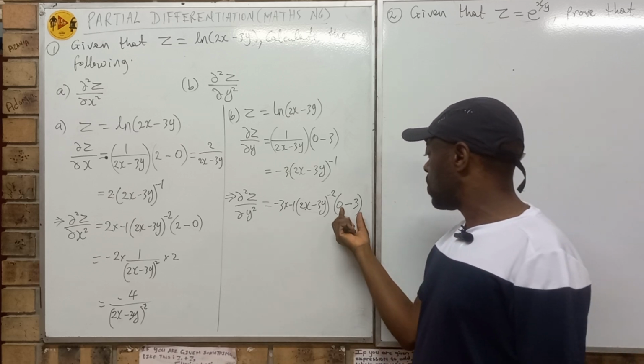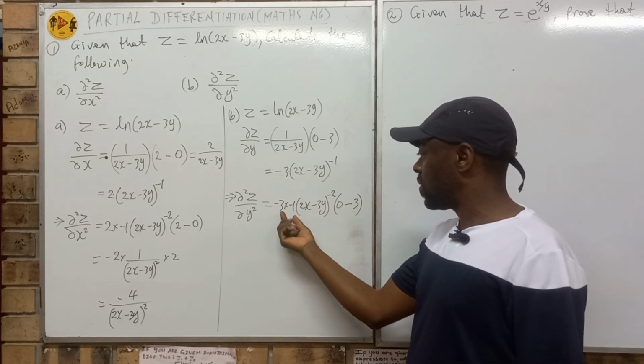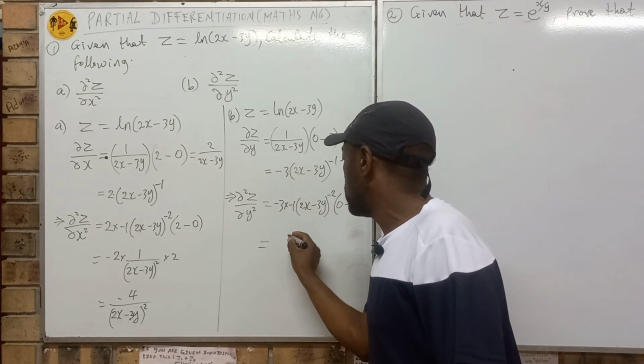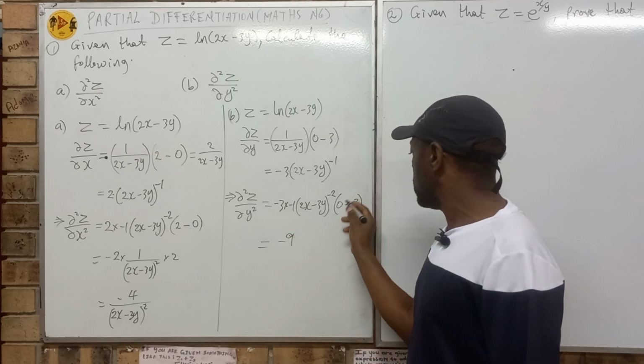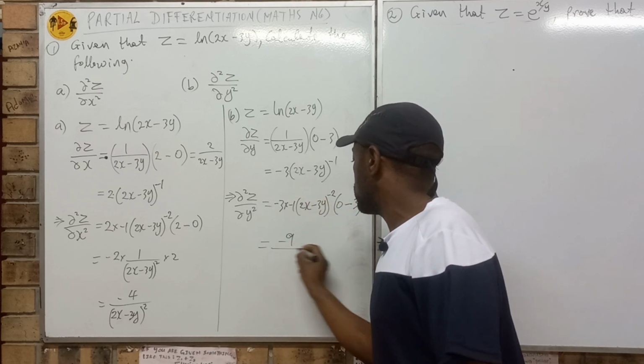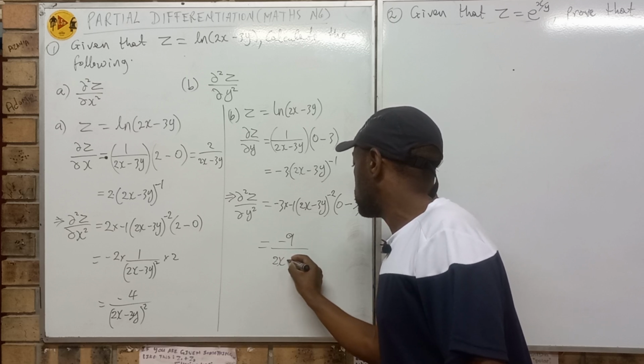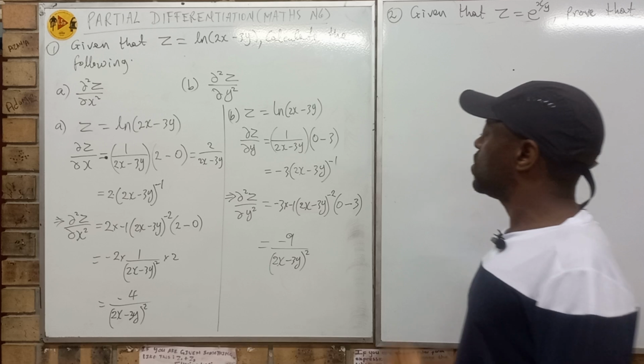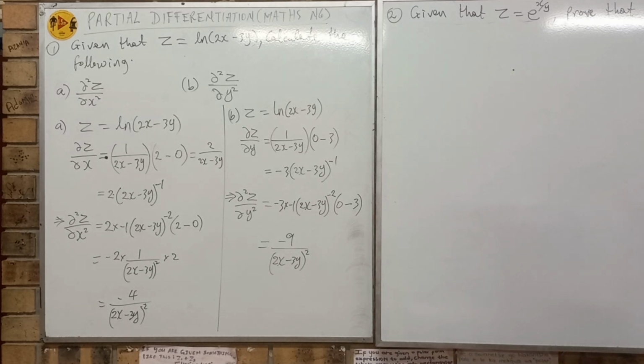The derivative of 3y is a 3. So here, you've got a negative 3 here and a positive 3 here, which if you multiply them, they will give you a negative 9. Negative 9 over the denominator, that's 2x minus 3y, all this squared. So guys, that's how easy it is to handle problems with log.